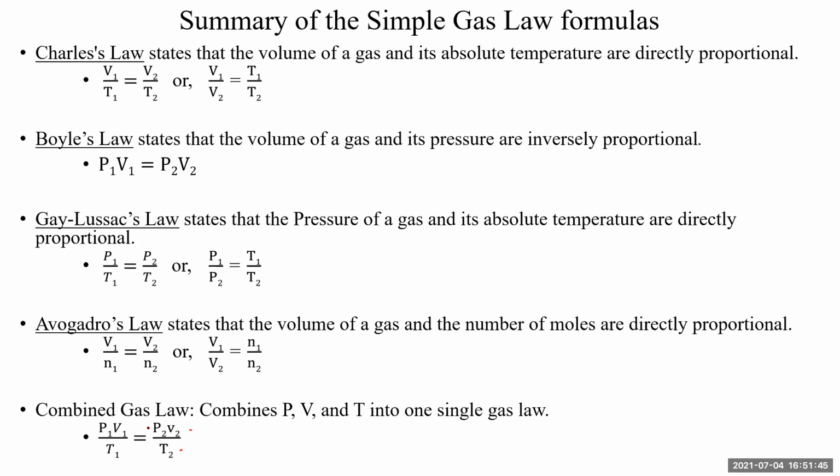Incidentally, all of the laws except for Boyle's law compare the variables that are directly proportional. Only Boyle's law compares 2 variables, pressure and volume, which are inversely proportional. So what does that mean?